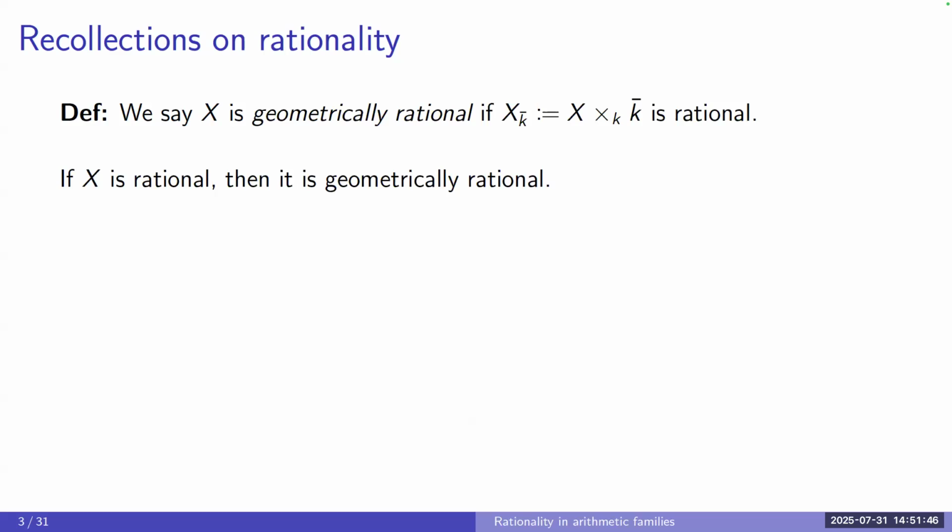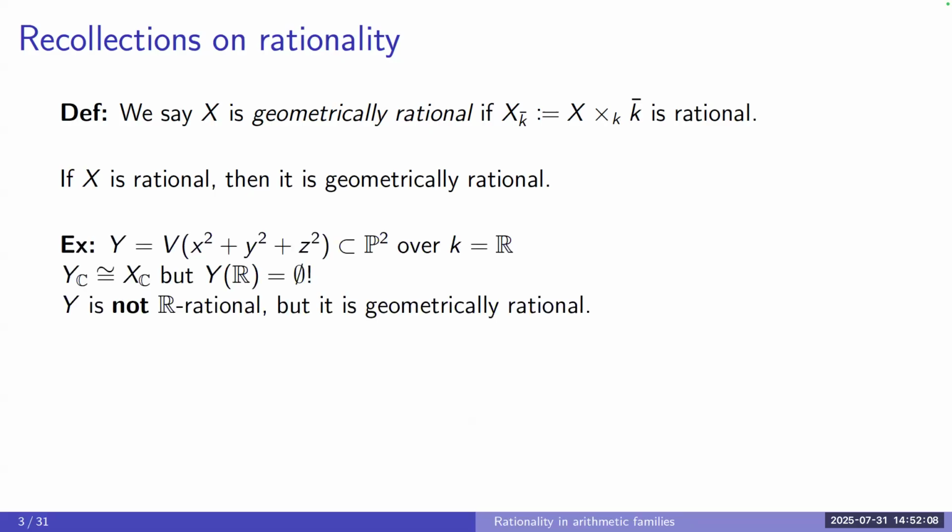Okay, but since I'm working over non-algebraically closed fields, there's another related notion, which is being geometrically rational. You may or may not be rational over the ground field, but when you base change to the algebraic closure, you become rational. So if a variety is rational, of course, it's geometrically rational. The converse need not be true.